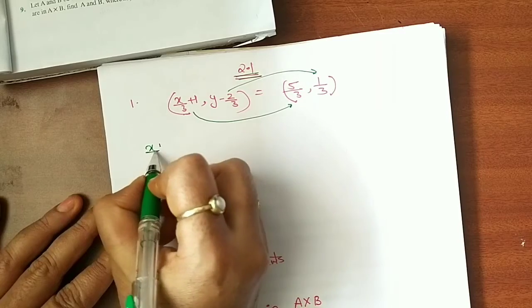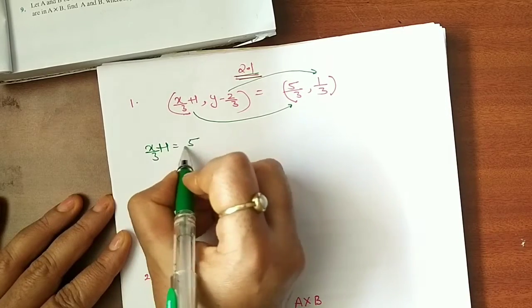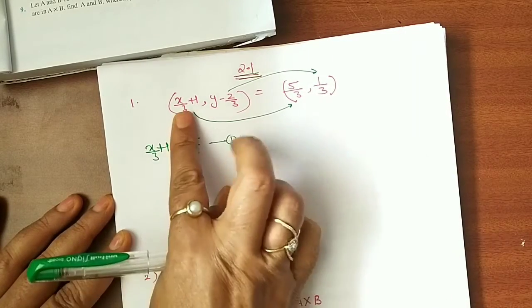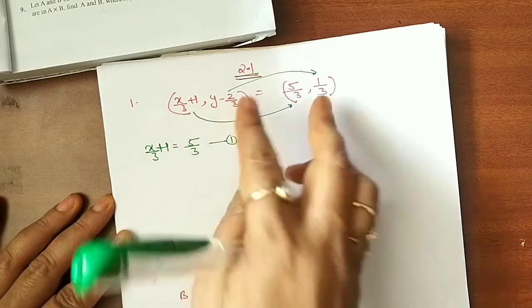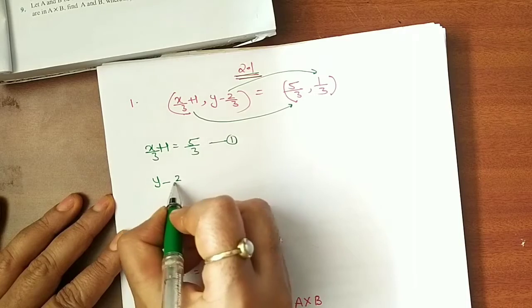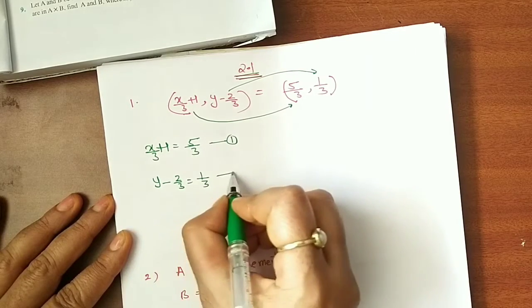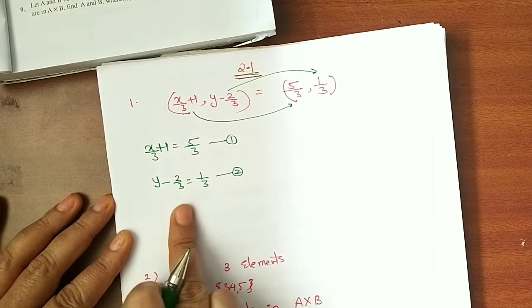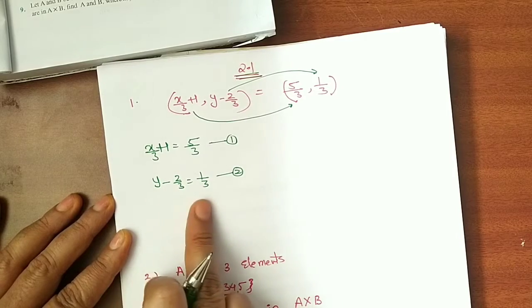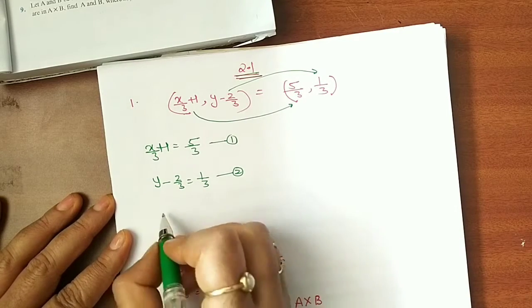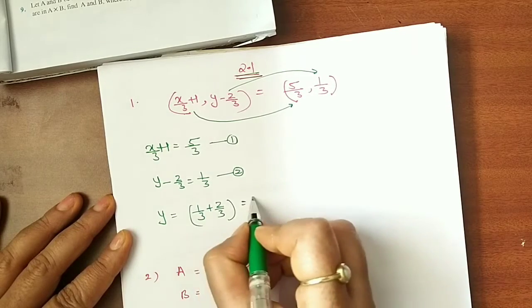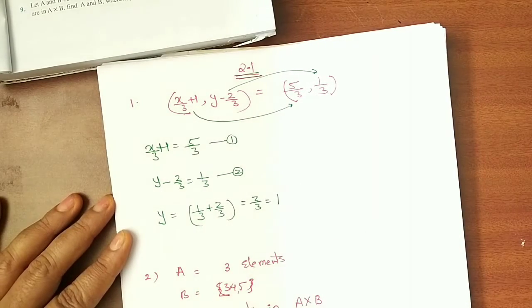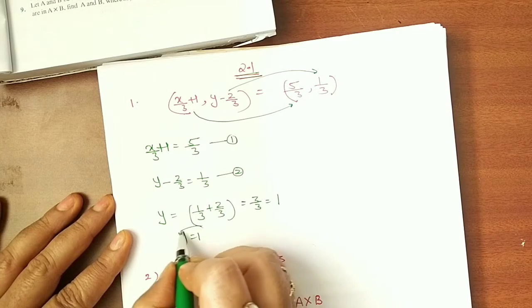I will have x by 3 plus 1 is 5 by 3, first equation. This is equal to this. And I will have y minus 2 by 3 is 1 by 3, second equation. So let me solve it. The second is very easy to solve, right? So y I can write 1 by 3 plus 2 by 3, which is 3 by 3, which is 1. So I got y is 1.